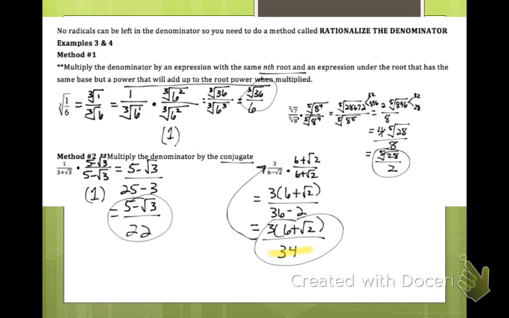All right, that concludes our notes on using properties of rational exponents and radicals in section 5.2. And these are the part 1 notes.